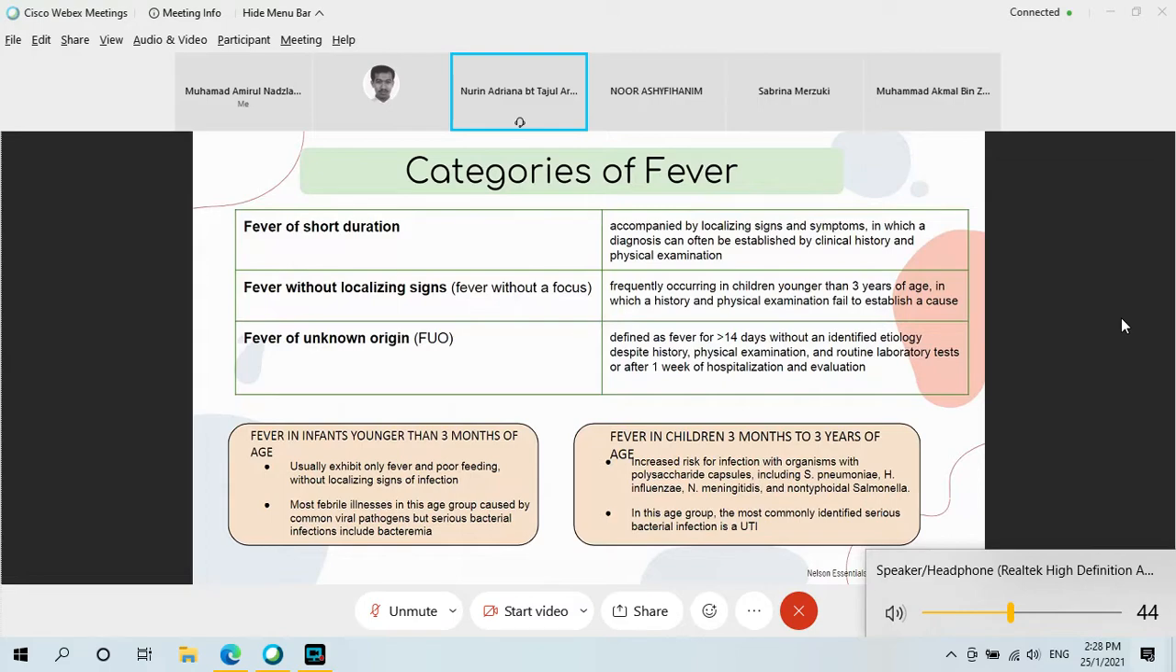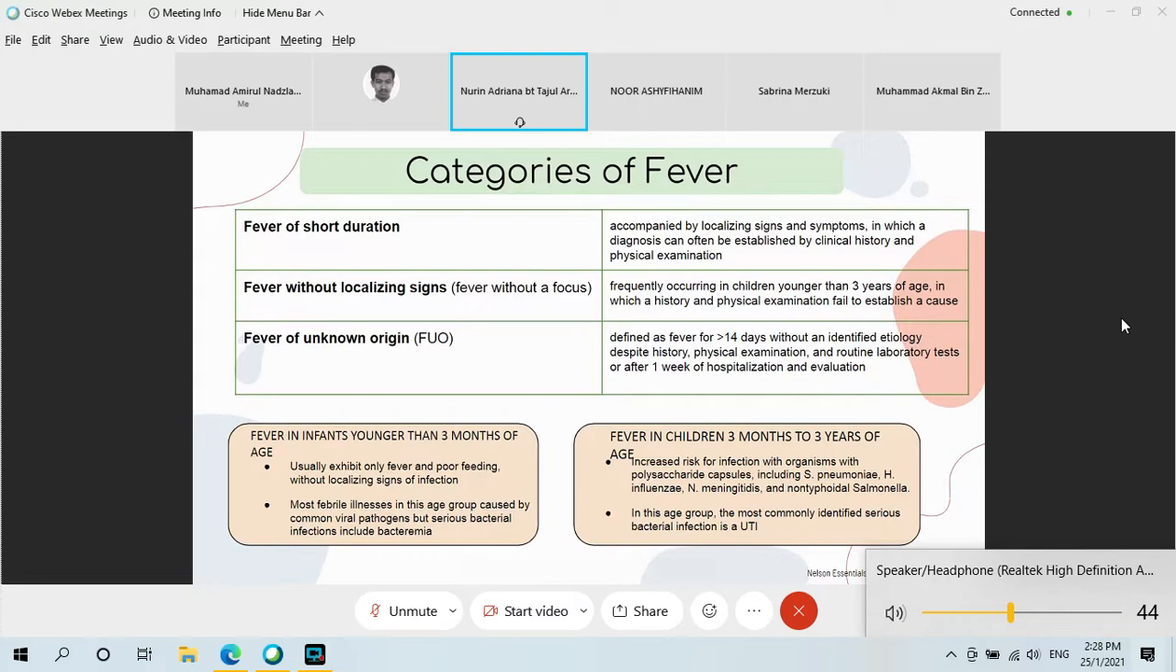For fever in infants younger than 3 months of age, they have a higher risk of serious bacterial infections than older infants, and they usually exhibit only fever and poor feeding without localizing signs of infection. Most febrile illnesses in this age group are caused by common viral pathogens, but serious bacterial infections include bacteremia.